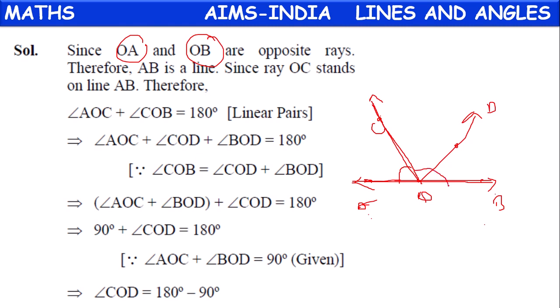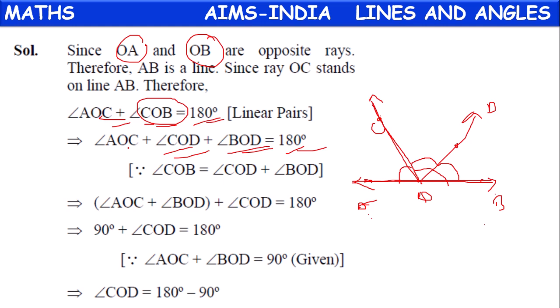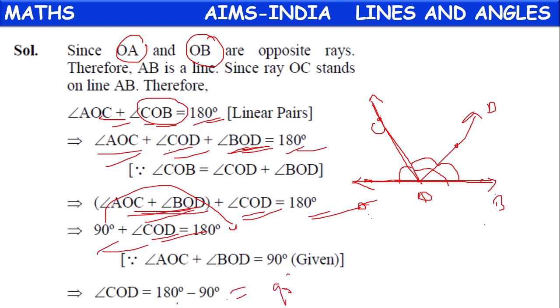So AOC plus COB, total angle, linear pair, is 180 degrees. But COB can be written as COD plus BOD. So AOC plus COD plus BOD equals 180 degrees. But they have given AOC plus BOD equals 90 degrees. So COD, which we have to find, plus 90 equals 180. COD equals 180 minus 90, which is equal to 90 degrees.